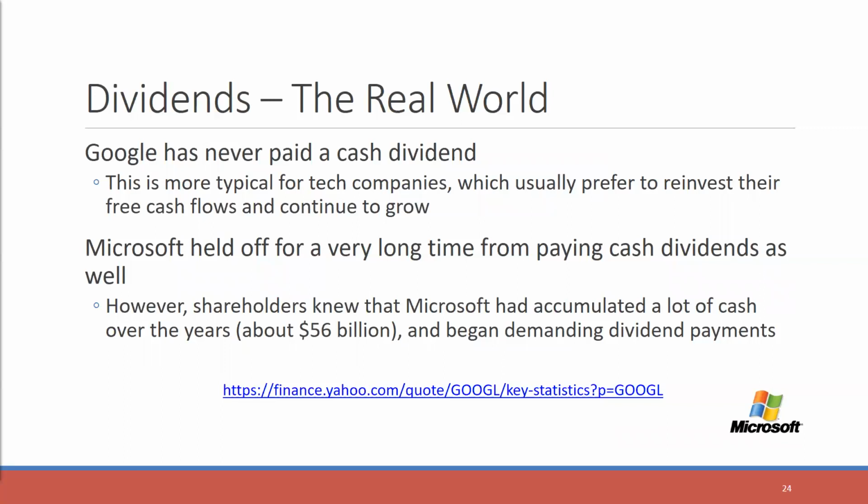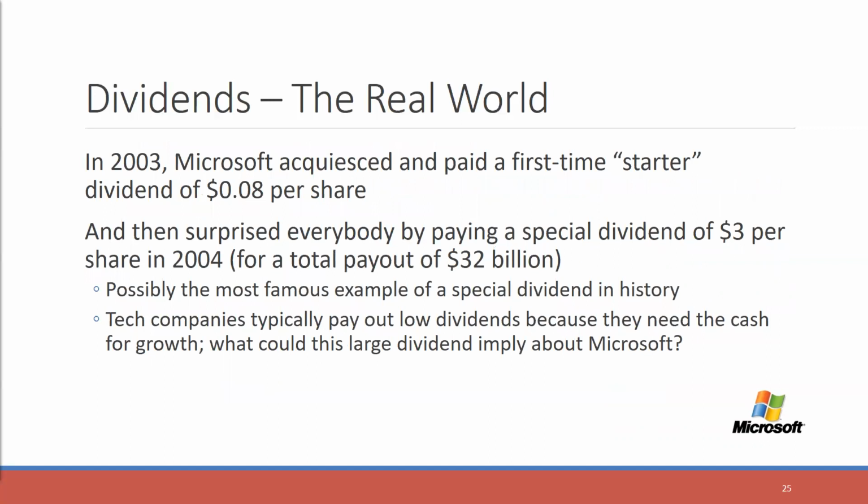However, they had a one-time special dividend that was quite famous that we'll look at. In 2003, Microsoft allowed the shareholders to get what they wanted, which was a starter dividend and a special dividend. So Microsoft paid a first-time starter dividend of 8 cents per share, and then it surprised everybody by paying a special dividend of $3 per share in 2004 for a total payout of 32 billion US dollars. This is probably the most famous example of a special dividend in history.